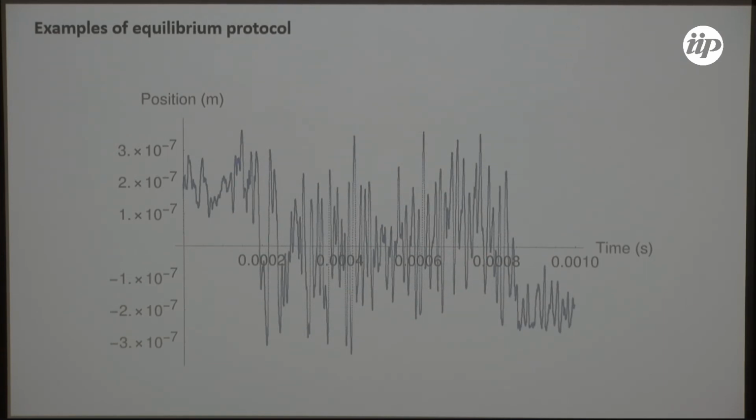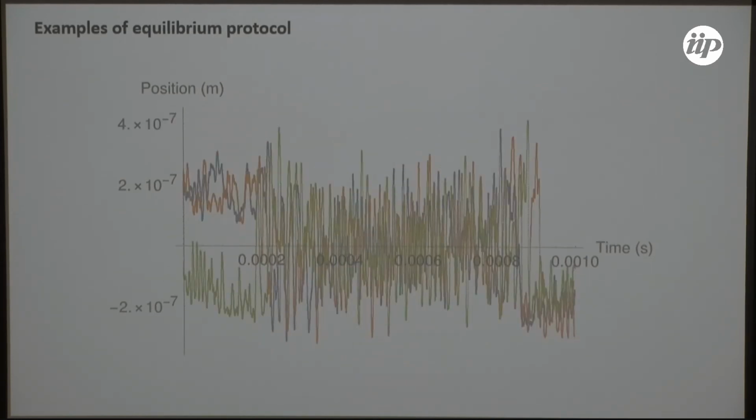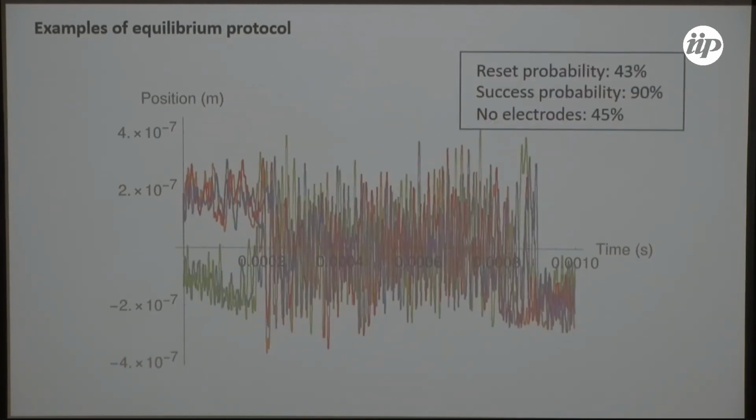And then you repeat the protocol again. And again, left, right. And then again, from right to right, and so on. And then you take the average work and average heat from these distributions.